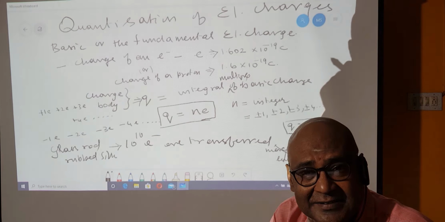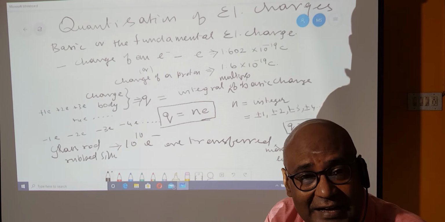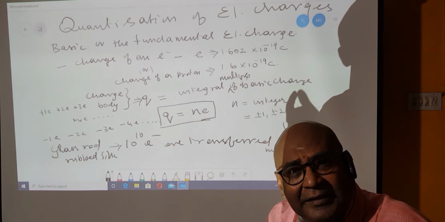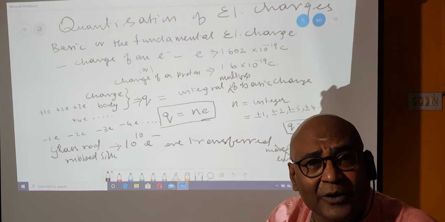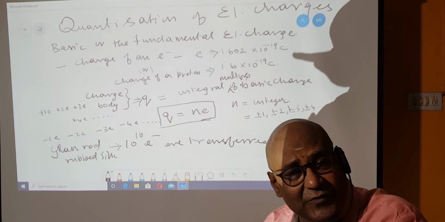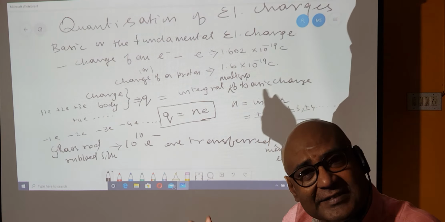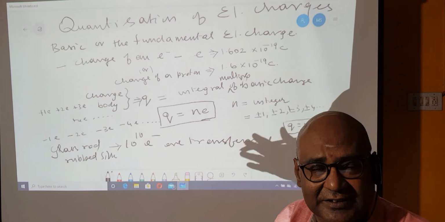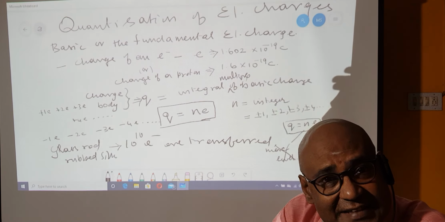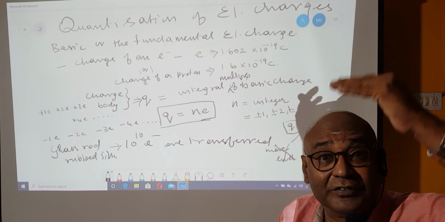That N represents the integral multiple. So N is the integer. N assumes the value as plus or minus 1, plus or minus 2, plus or minus 3, like that. That is, a charged body can have the charges in the order of plus 1e, plus 2e, plus 3e, plus 4e, or minus 1e, minus 2e, minus 3e, minus 4e, etc. It cannot be in fractions. That is the concept. And when you are rubbing a glass rod with a silk cloth, the number of electrons transferred will be in the order of 10 to the power of 10 electrons.